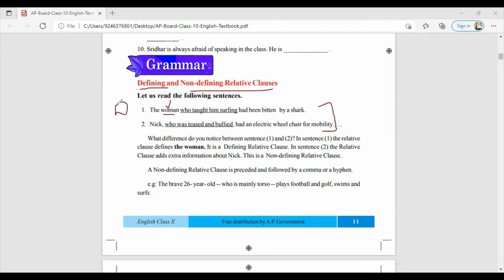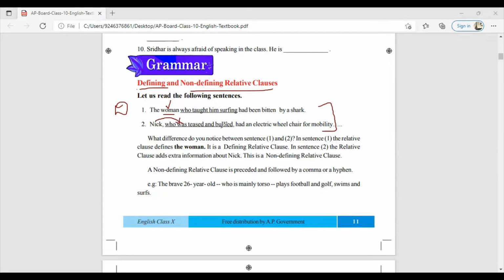How can you say that the relative clause in the second sentence is adding some extra information about Nick? So this is a non-defining clause.